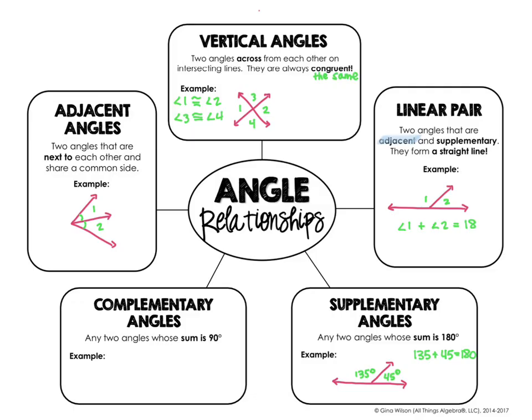And last but not least, we have complementary angles. It's any two angles whose sum is 90. So instead of a straight line here, we're looking at a 90-degree angle. And we have a ray that cuts it in half, or not necessarily in half, but just separates it. So we have that right angle, and then we have an angle measure 1 and an angle measure 2. But together, they equal 90 degrees. So these are all of the angle relationships. We're going to explore them on the back page.